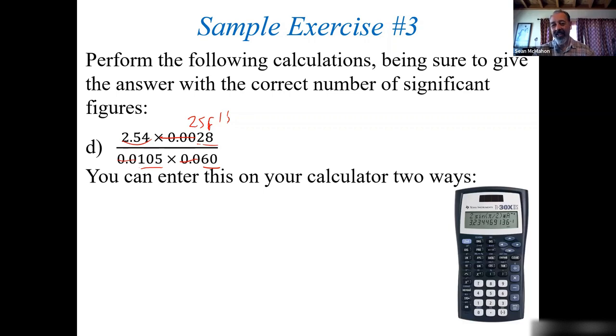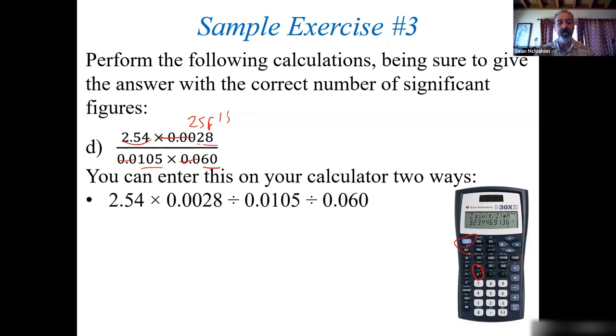Yours might not look like this, but if you look at the TIs, they typically have this EE button over the X squared, and you have to hit the second function first to get to it. But the way it works, and actually in this case, you don't even need scientific notation. I'll show that later. We'll be using that when I show scientific notation. But you can go straight across.